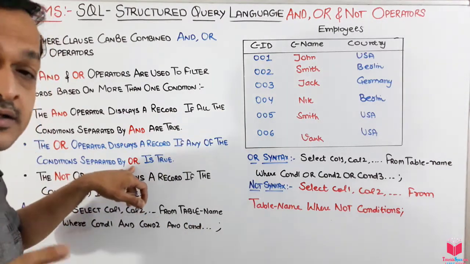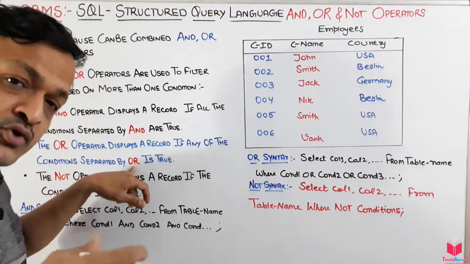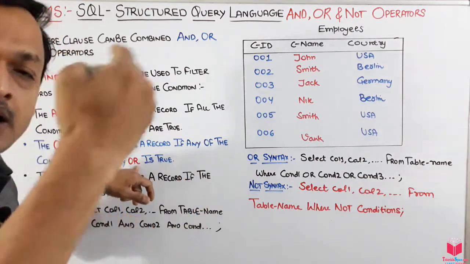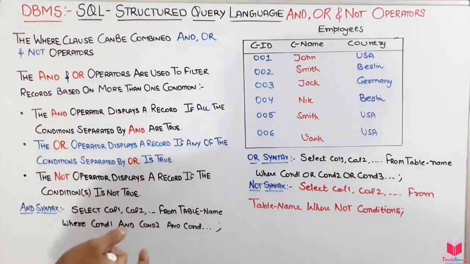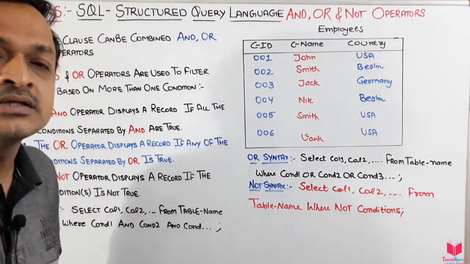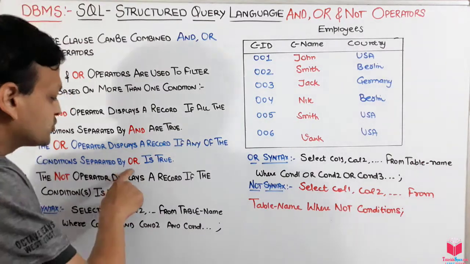With OR, if one condition gives you some output, it does not matter whether the other conditions you have put give you anything or not. As long as at least one of the conditions gives you something, it is going to show you the result.